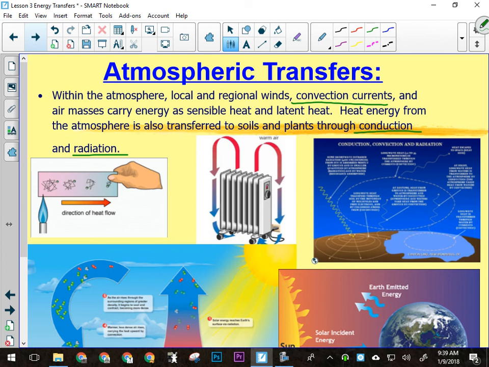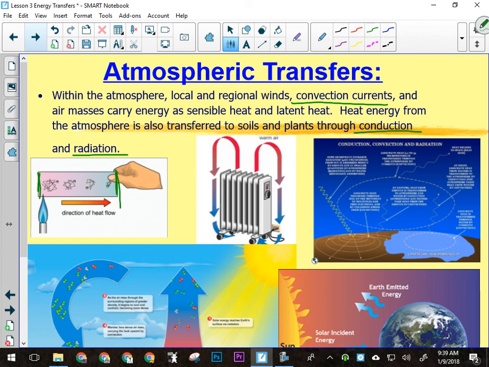Conduction is the transfer of energy in solid materials. Conduction is not a very effective way to move energy, which is why we said the lithosphere doesn't have much of a role in terms of energy transfer. It does in terms of energy absorption, but not transfer. The reason is that in conduction, the only way that energy moves from one end of a solid to another is by particles running into one another.